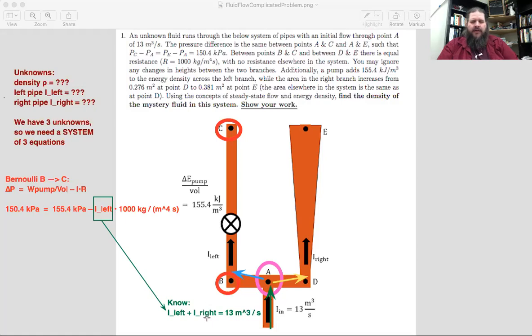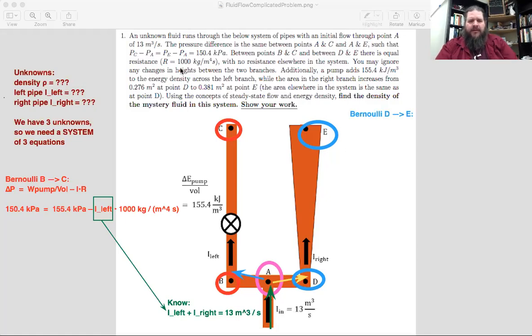And once you know both of those currents, we still need an equation relating one or the other of the currents or both of them to the density. So what other equation could we set up that will actually involve density? It looks like this one didn't yet. You can do the Bernoulli's equation from D to E. Yeah, if we set up a Bernoulli equation from D to E, that should work. We go from D to E. Let's see what that would look like. Bernoulli equation from D to E.